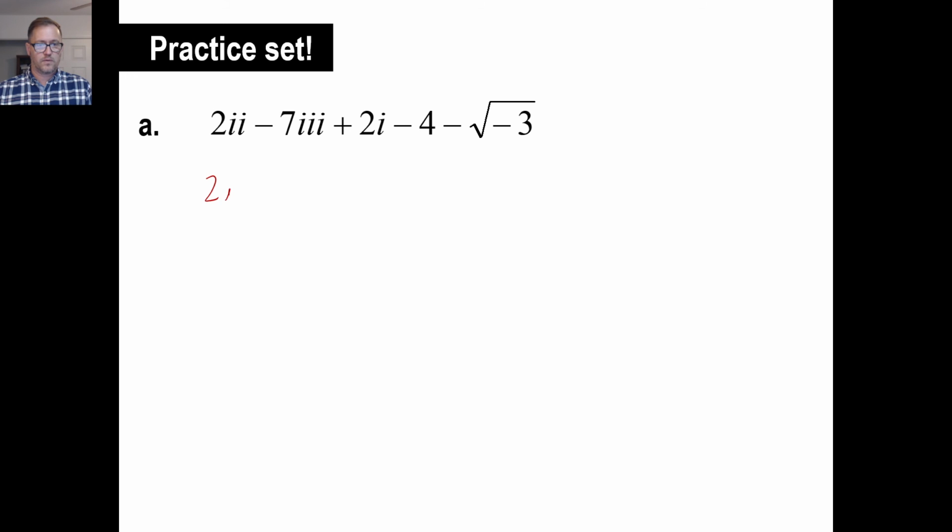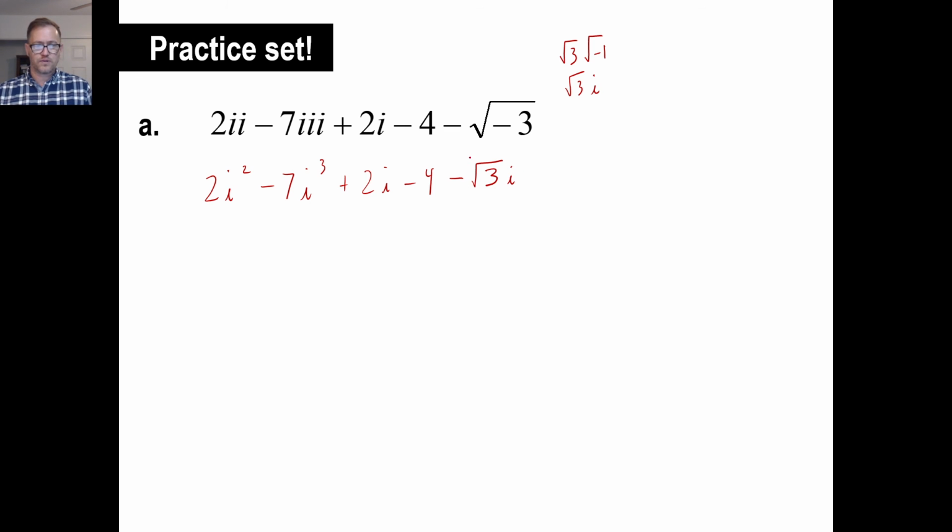Okay, so we'll call this 2i squared minus 7i to the third plus 2i minus 4 minus, oh dear, what is this mess? So the negative 3, we'll just call this the square root of 3 times the square root of negative 1, which means the square root of 3 times i. You probably didn't quite know what to do with this one. This is kind of a weird one to start you off with anyway. So we'll just call this last term the square root of 3 i, and the i goes to the outside.